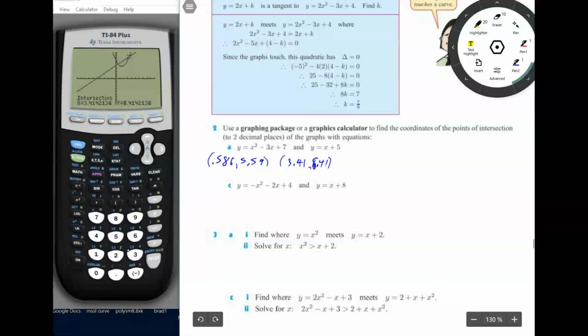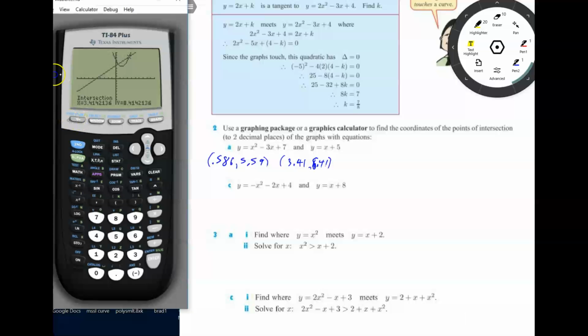C. So now there's 2 others. We're going to repeat the procedure here. So the first thing we're going to do is clear out the old ones. Clear, clear, clear. Whoops. Clear. Oops. Clear. It's a little bit delayed.